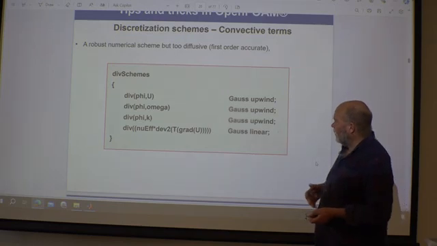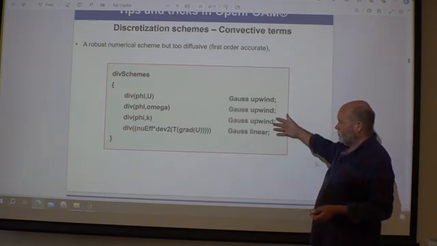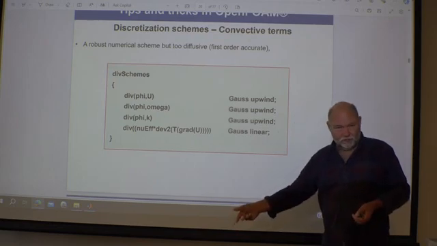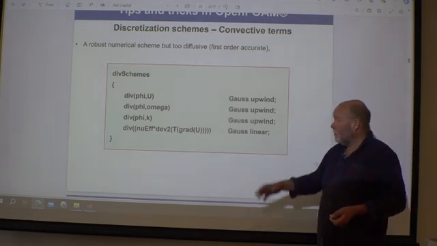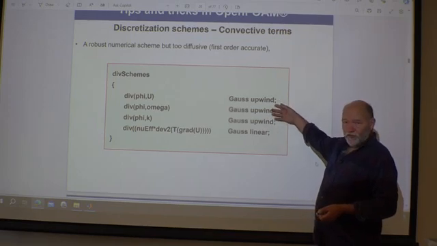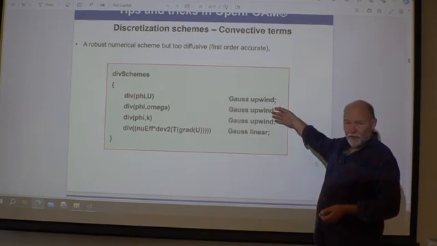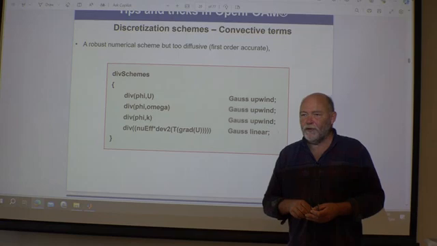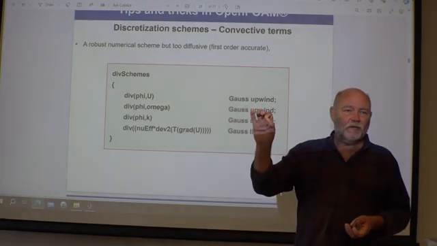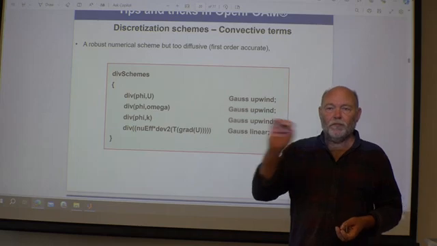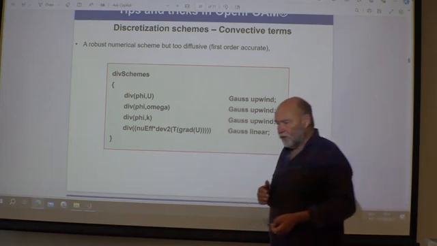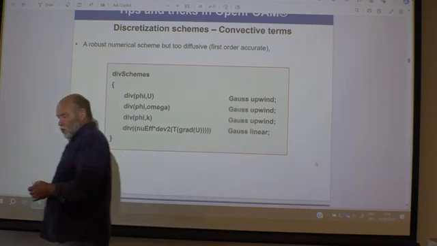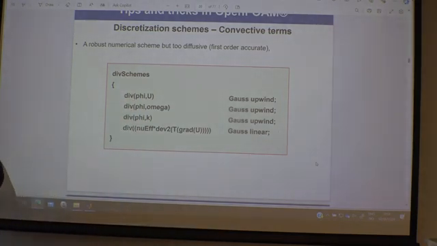So this might be a good idea to start with something like this, just to get a solution. And then later you switch to a more second order accurate scheme, and then you continue your simulation. You just go into your controlDict and you say start from latest time instead of start from time 0. Then you can continue the simulation with higher accuracy. So that might be a very, very good idea.